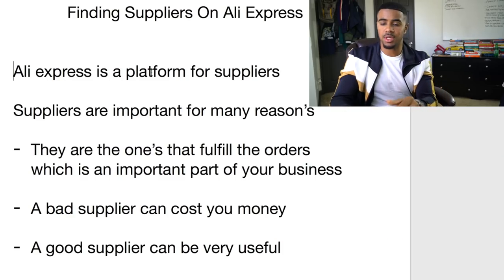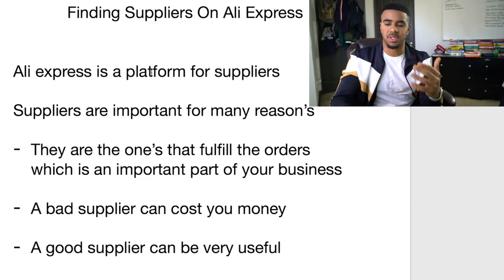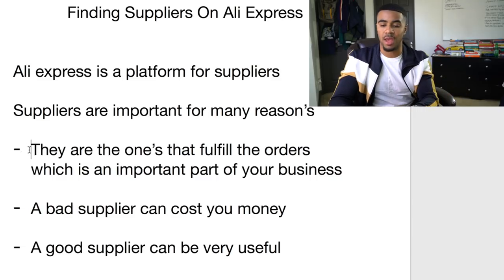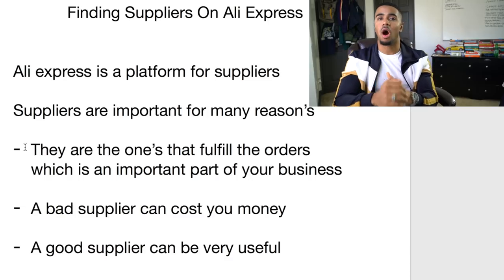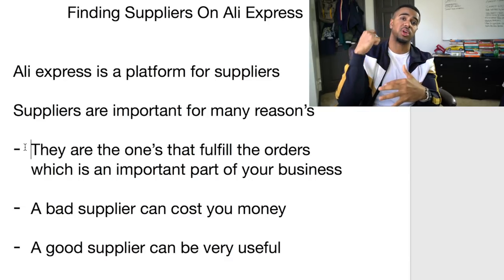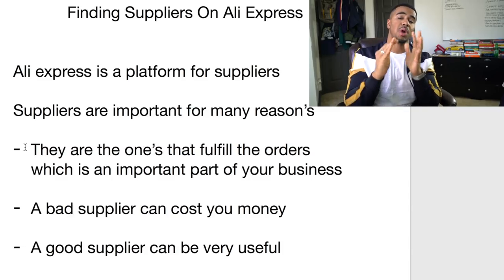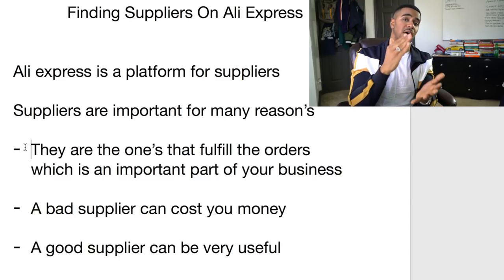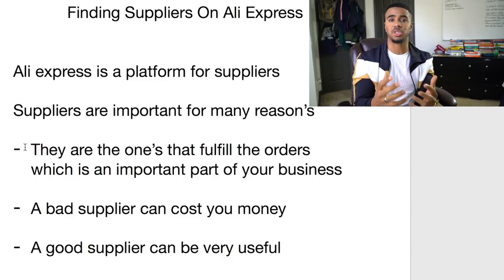When it comes time to find products and suppliers on AliExpress, there are specific things you want to look out for, and there are reasons why suppliers are important. As I mentioned in the intro, suppliers and fulfilling orders are a specific part of your business. You set up your store, you get an order, and when the time comes to fulfill it, you're not the one fulfilling it. You send all the information to the AliExpress supplier for them to fulfill it. They're responsible for the product getting into the hands of the customer who purchased from your store.